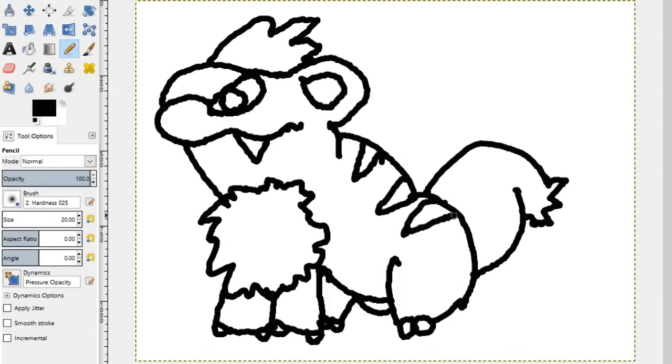Tiger lizard. So Kangaskhan's a normal type. Growlithe is the fire type. So fire normal, I guess, would be the proper fusion. I'm not sure there's a fusion that could be a single type if you're always combining different types. If you have two of the same type, then yeah, that would be the same type.